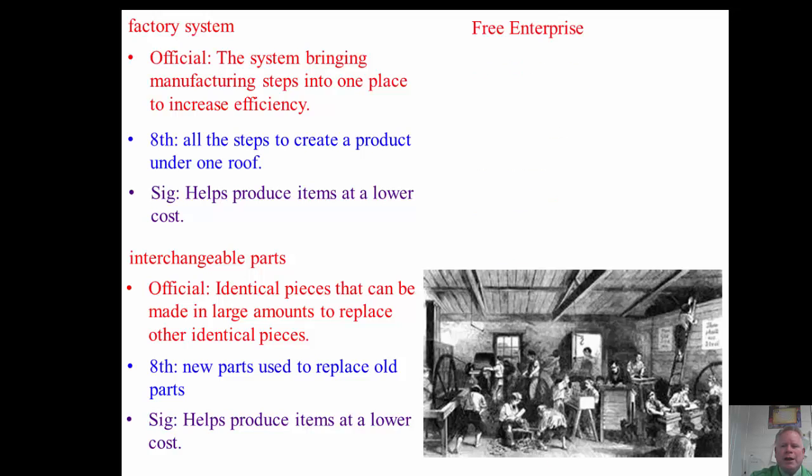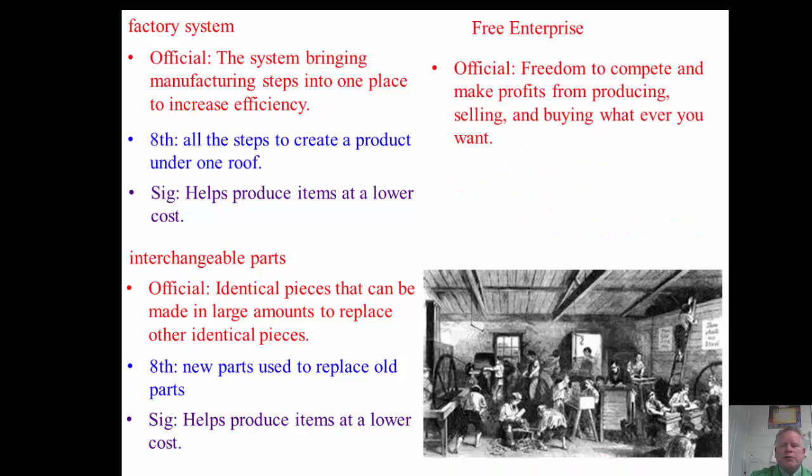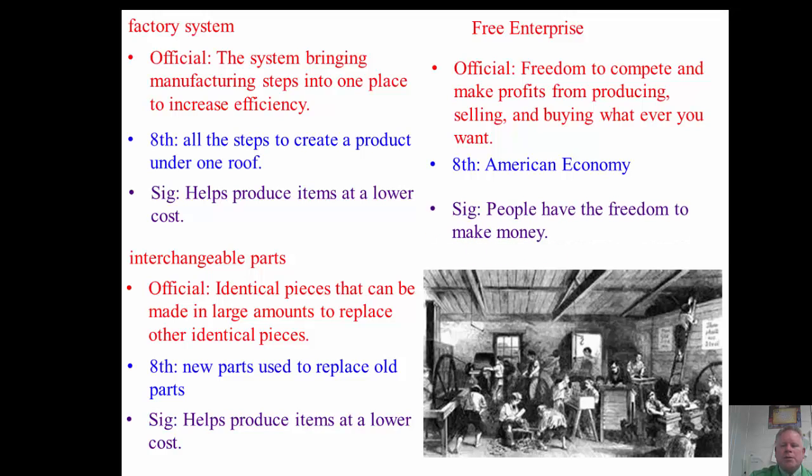And free enterprise. Freedom to compete and make profits from producing, selling, and buying whatever you want. Example: the American economy, a free enterprise system. People have the freedom to make money.